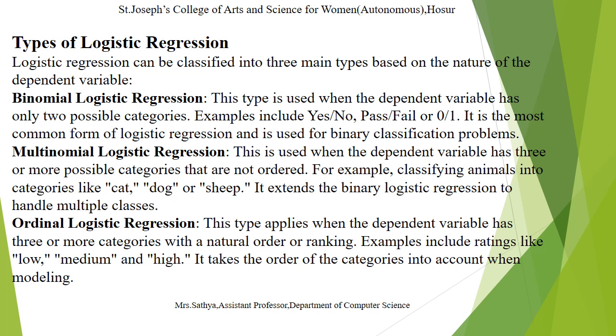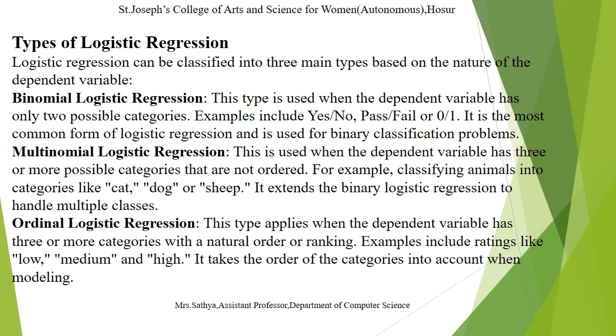Okay, the first one is binomial, the second one is multinomial, the third one is ordinal logistic regression. So binomial, what is a binomial? It has two possible categories, in the sense we already discussed: yes or no, pass or fail, 0 or 1. That kind of type is called binomial logistic regression.